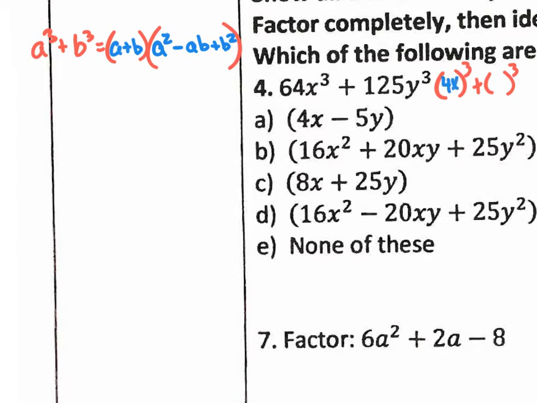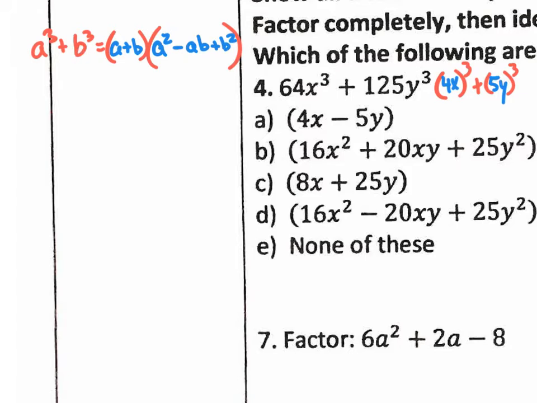4x times 4x times 4x really will give us 64x to the third. How about what times itself 3 times will give us 125y cubed? 5y. So this part right here is not really part of the formula, but it's essential to identify your A value, which is 4x, and your B value, which is 5y.